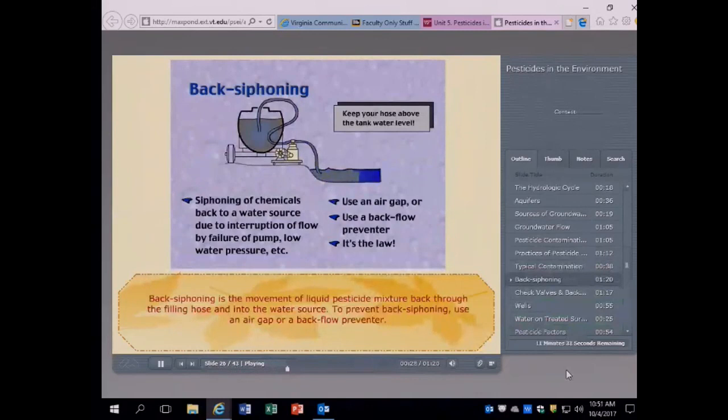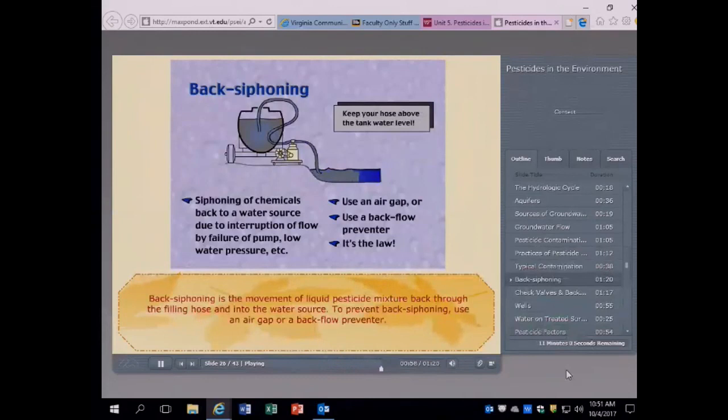And so typically an applicator might be filling their tank. There's some interruption in the pump process of the fill water going to the tank, and suddenly you have this suction created, and it then siphons whatever's in the tank, and usually that's some type of mixture, back to the water source and contaminates. There's laws passed to prevent this, or basically to try to prevent it, but the applicator has control over this, and there's two ways to prevent it from happening.